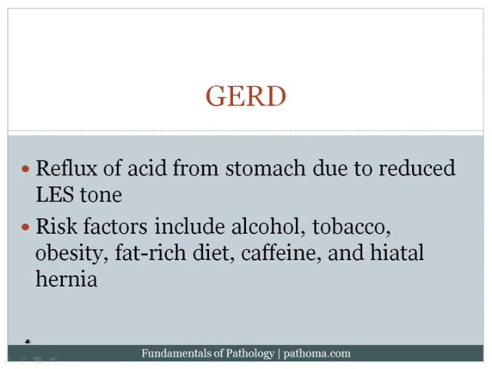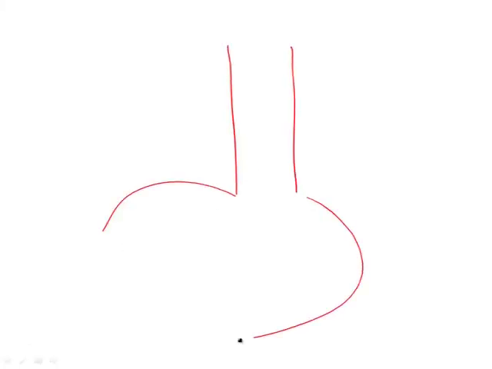The next disorder is called GERD, and GERD refers to gastroesophageal reflux disease. Now the idea here is as follows: you've got the esophagus and then you've got the stomach, and of course the stomach is coming off. This is the lower esophageal sphincter, and the lower esophageal sphincter in this particular disorder is not as tight as it should be. So there's a decrease in the tone of the lower esophageal sphincter. What then happens is that it allows for acid and gastric contents to shoot up into the esophagus.